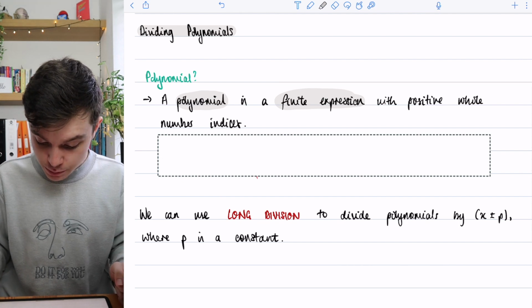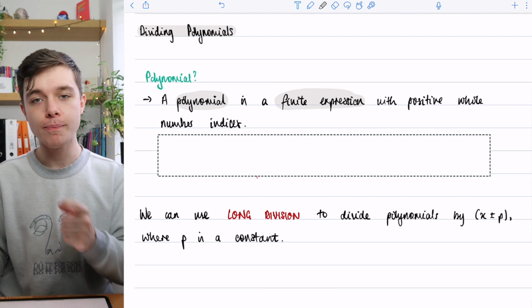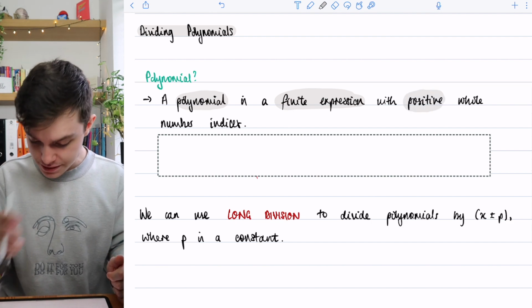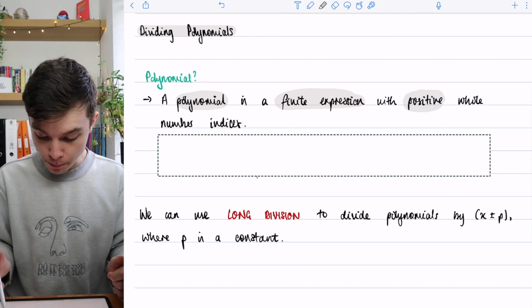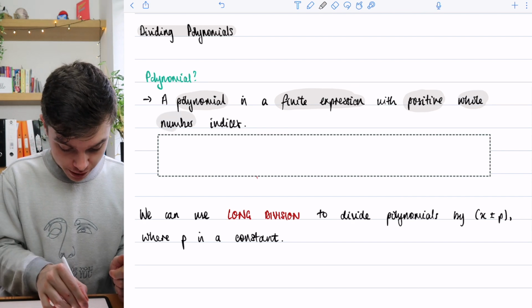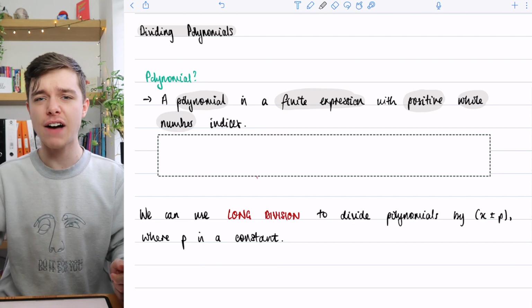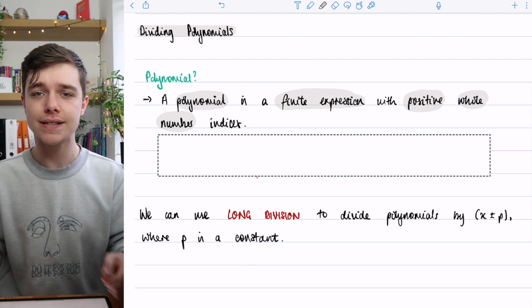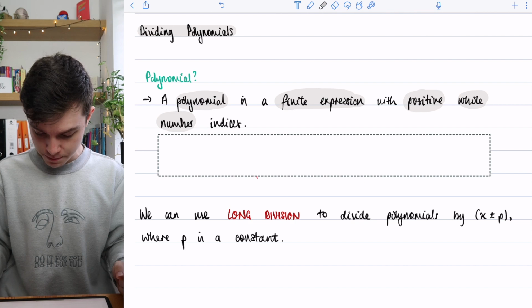We don't have an infinite number of terms, we can count the number of terms that we have. And it's a finite expression with positive whole number indices. Positive, so we don't have any negative powers, okay? And whole number, so we can't have a square root, you know, to a power of a half. We can't have a decimal in the indices, they must be whole numbers, okay?